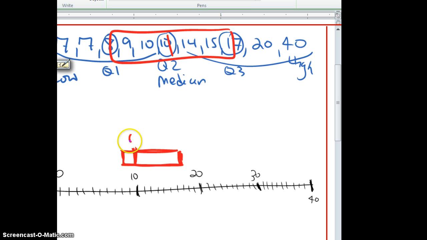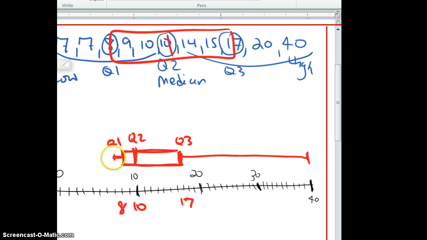Okay, so this is my Q2, there's my Q1, there's my Q3. And again, the values that go with that: this was 8, this was at 10, and this guy was at 17. Then my whiskers are going to go out to 7 here, so that's not very far. And this one's going to go out to 40 because there was one kid that went to the pool 40 times. So there's my low, there's my high.